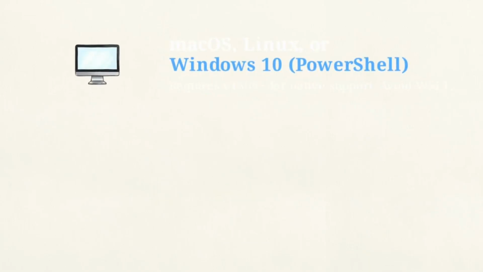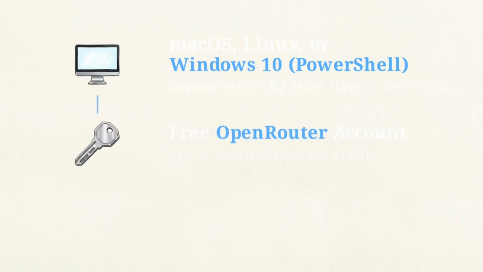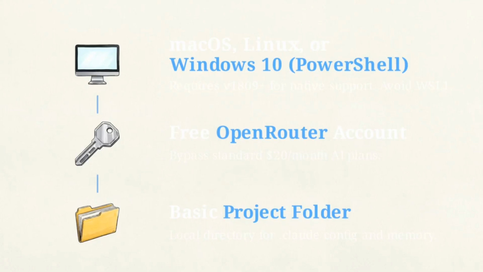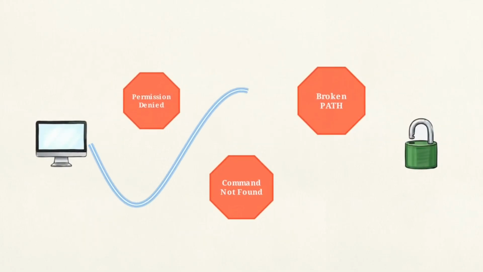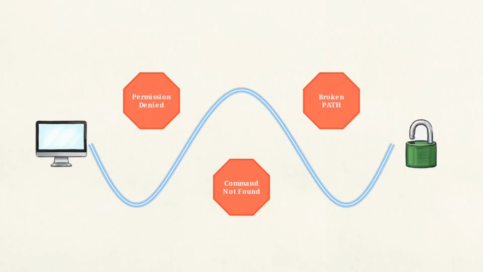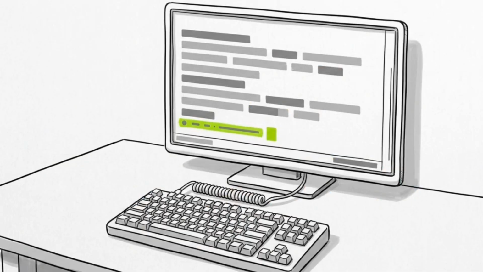Before we start, you need three things: a machine running macOS, Linux, or Windows 10 using PowerShell. You also need a free OpenRouter account and a basic code project folder to test in. By following this specific pipeline, we avoid the permission errors and broken paths that trap most users, resulting in a zero-cost coding agent that is ready for work.